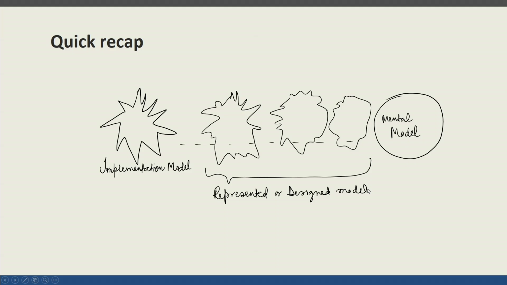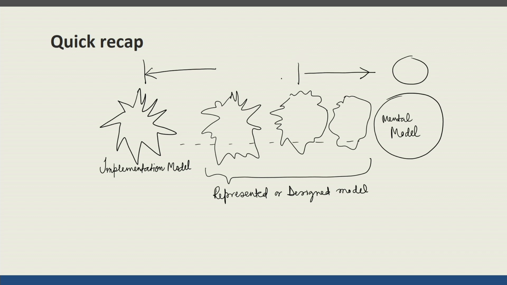And if you remember, when we were talking about the mandate of an interaction designer, we were saying that while the interaction designer is conceptualizing interactions and the represented model, the mandate is that the represented model should be close to the mental model of the user and not the other way around, because if it goes close to implementation model, it may fail due to several reasons.